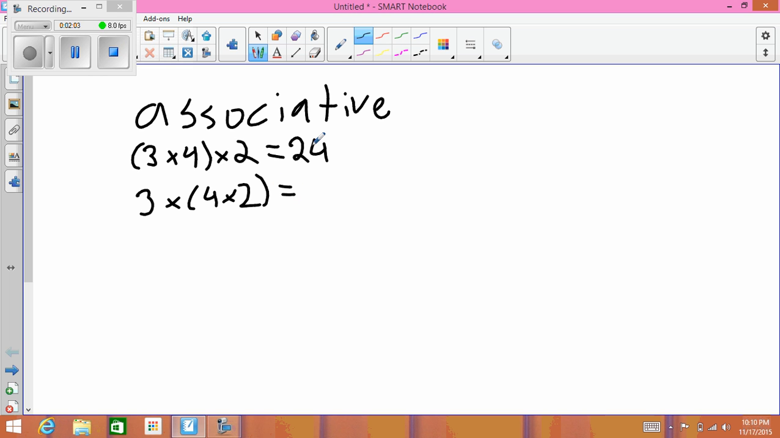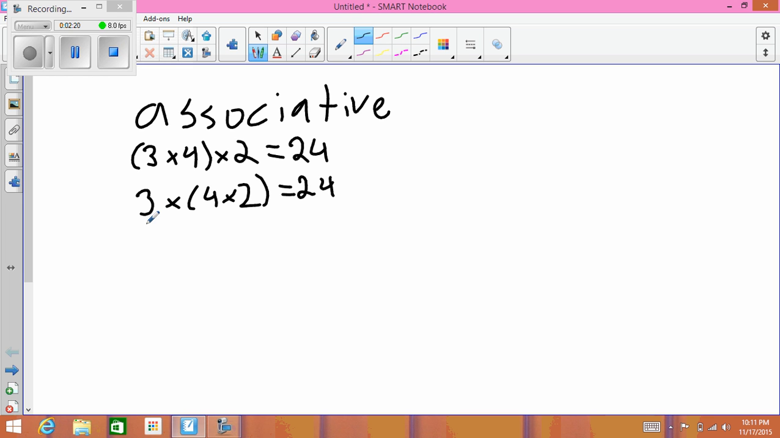So notice all I did here was just take my grouping, my parentheses, and just move it over to another group of factors. 4 times 2 is 8. Remember, parentheses always go first. 8 times 3 is also going to be 24. So far, so good. I changed my groupings. My product was the same.